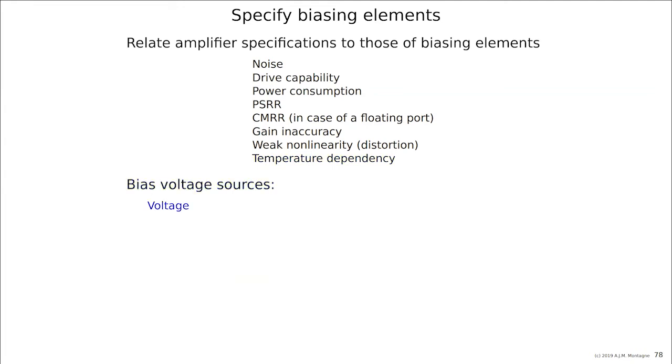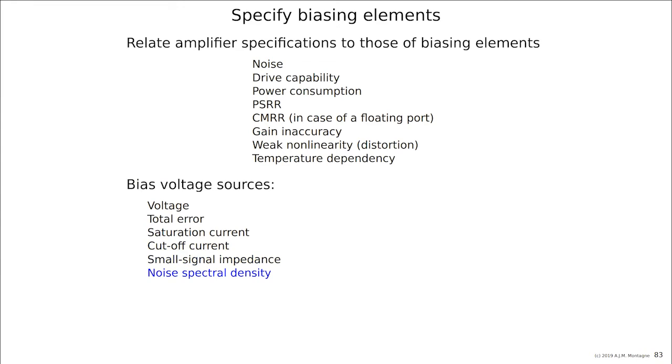So the bias voltage sources, we have to specify from the voltage sources the voltage, the total error, the saturation current, as we have seen from this picture, the cutoff current, as we have seen from the picture, the small signal impedance, the noise spectral density. That is all what we need to specify from the voltage sources. And let's say we can already do a lot of this work. And of course, we need to do it before we are going to design the bias sources themselves, but we can do it in the small signal equivalent diagram.